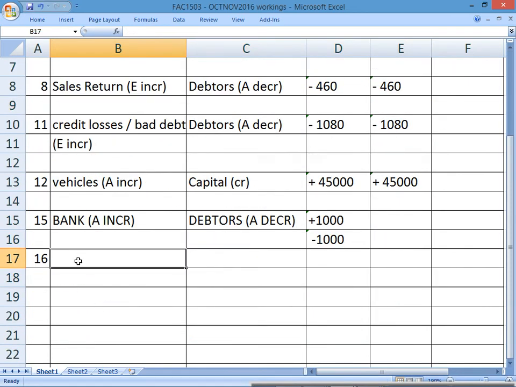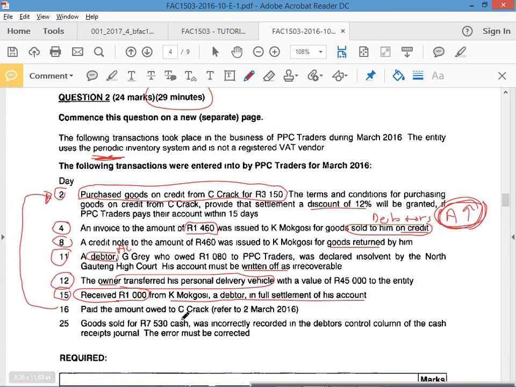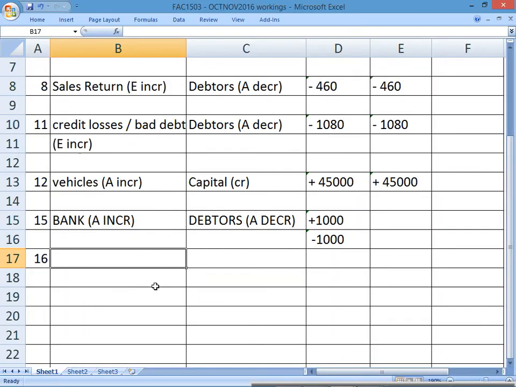Okay, so the question said we paid the amount owed to Clark, and this was on the 2nd. Is this within 15 days? Yes. 15 days from the 2nd takes you to the 17th. So is the discount applicable? Yes, it is. How much did you buy? Well, this is a working. Okay. Outstanding amount, so creditors. Creditors equals, I bought a 315, bracket 2nd of, what month was this? March.